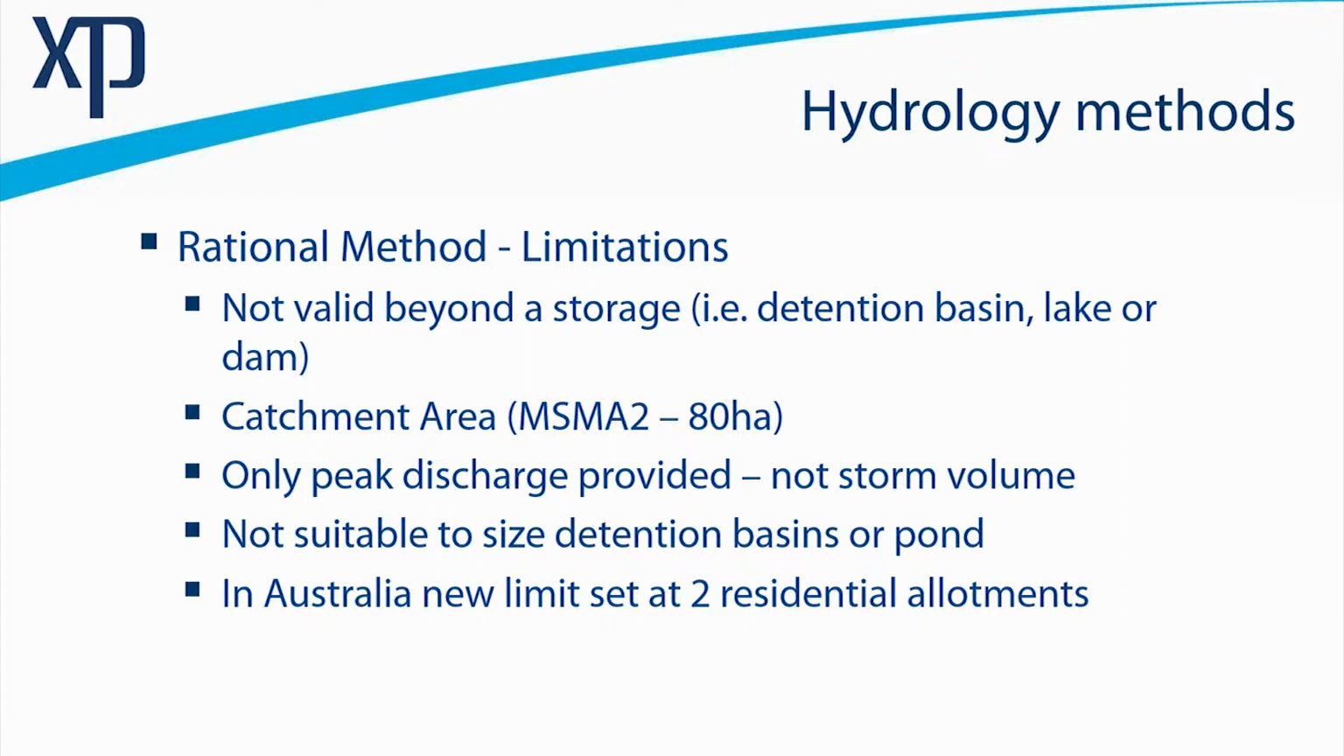Another limitation is on catchment area, and the MSMA2 guidelines state that the rational method is to be limited to a catchment area of 80 hectares. Other parts of the world do have some higher limits than that. However, here in Australia, our main stormwater guideline is being updated, and it will limit engineers in this region of the world to only allow you to model 2 residential allotments using the rational method. Now that's a very small area. That could be 800 square metres. So we're not talking in hectares anymore, we're talking in hundreds of square metres as a limit to the rational method. So that has some far-reaching consequences.